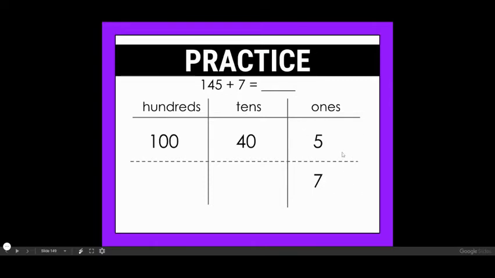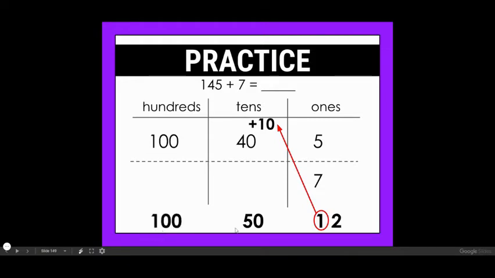So I'm going to add 5 plus 7. I know that 5 plus 7 equals 12. But we also know that we can't have 12 ones. So I'm going to take this 10 and move it into my tens. Now let's combine my tens. I don't have any from the second addend, so I just have 40 plus 10, which is 50. And then let's move on to our hundreds. I only have the 100 from my first addend, so it's just 100.